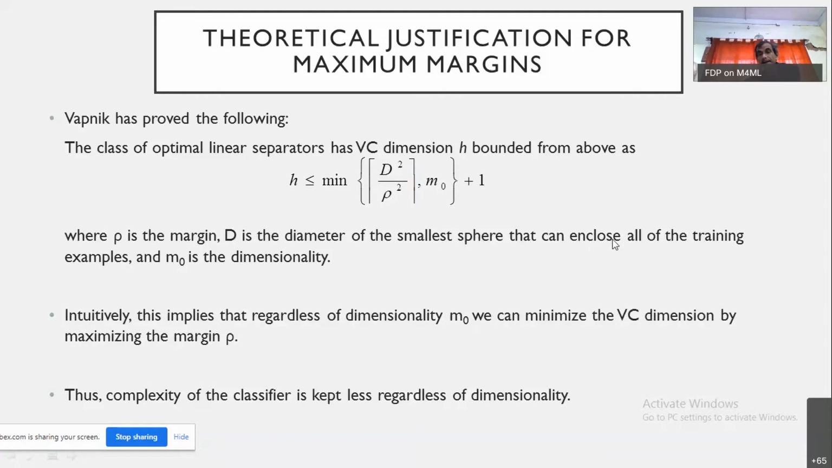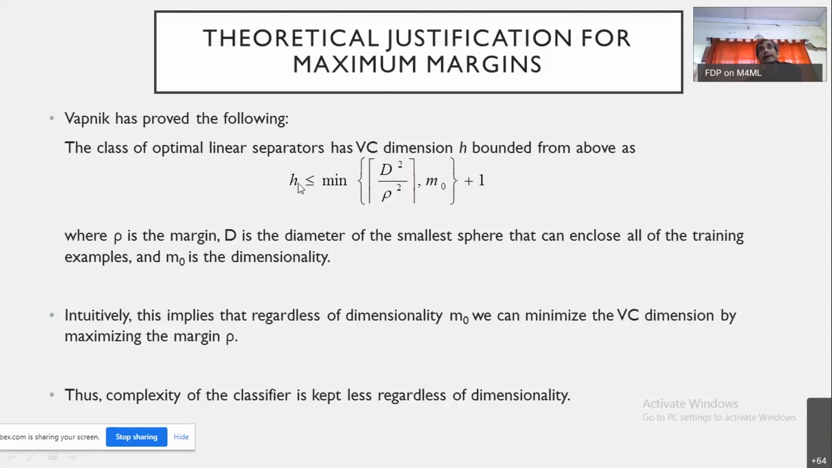Diameter of the smaller square that can include all the training examples. I have shown you in that circular shape. So the diameter of that circle was D, and rho is the margin. So the minimum of D square by rho square or M0, plus 1, that's the VC dimension. This has been proved mathematically by Vapnik. Right? So this is the power: yes, I know the VC dimension.